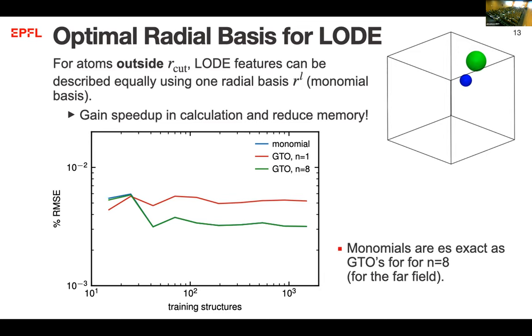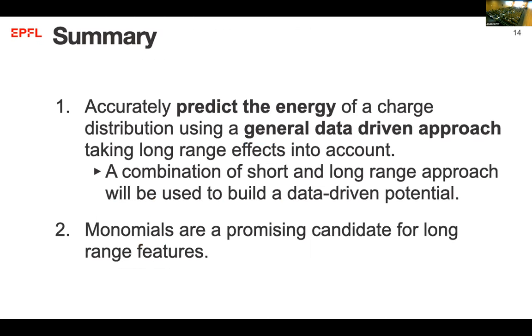And with this, I was really quick today. So I would like to summarize my talk. So we accurately predict the energy of a charge distribution using a general data-driven approach. We take the long-range effects into account. And for future approaches, we use the combination of a short- and a long-range approach. And these monomials are a promising candidate for long-range features.